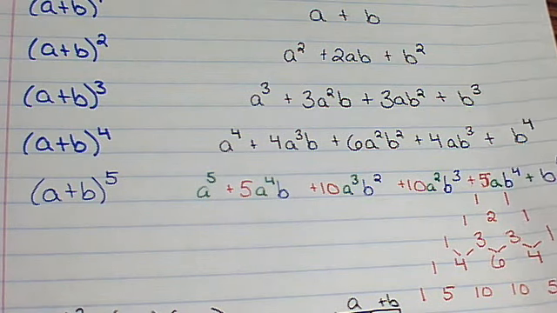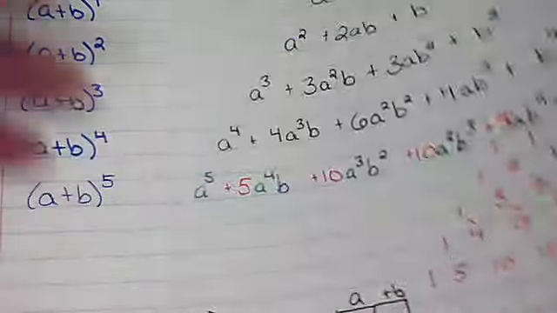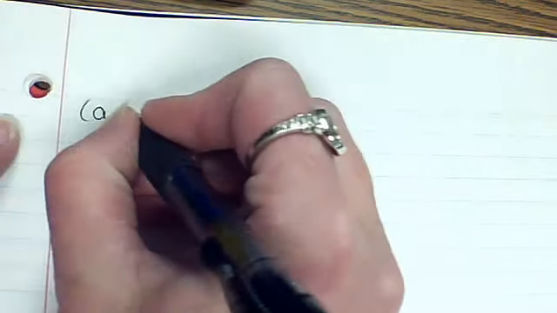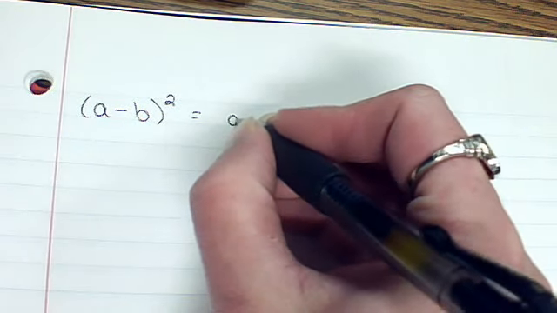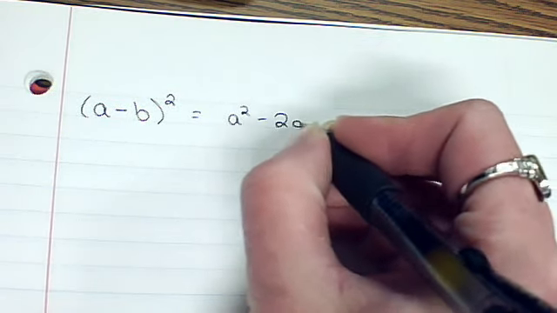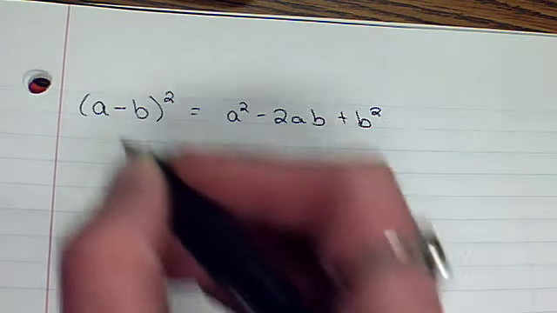Now I want to see what happens if I change it to a difference instead of a sum. So let's see how far we really have to go with this. Let's look at a minus b squared. What would happen there? Well, that's a squared minus 2ab plus b squared. I already know that one.